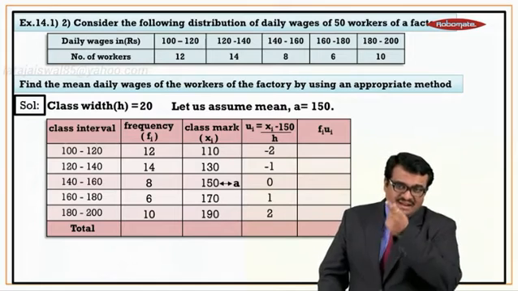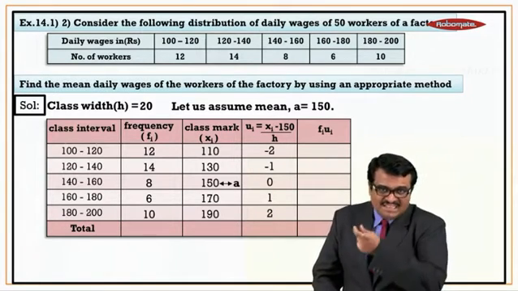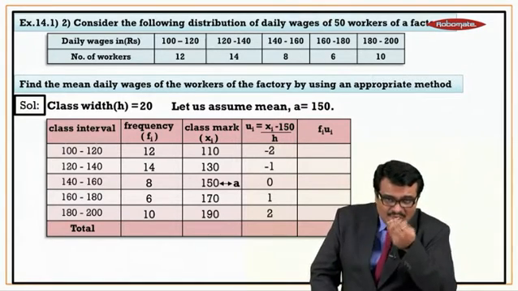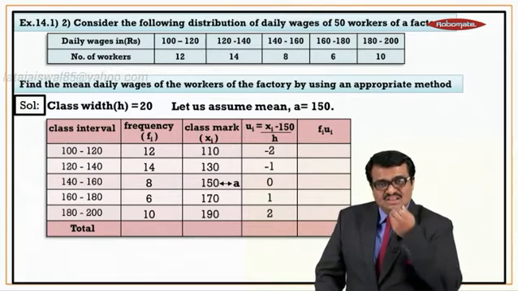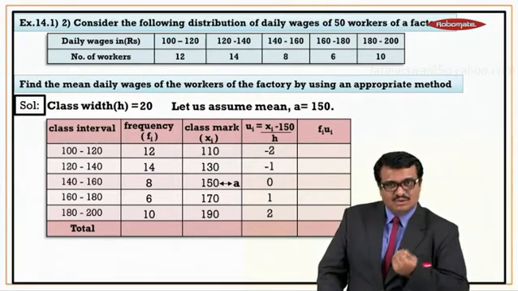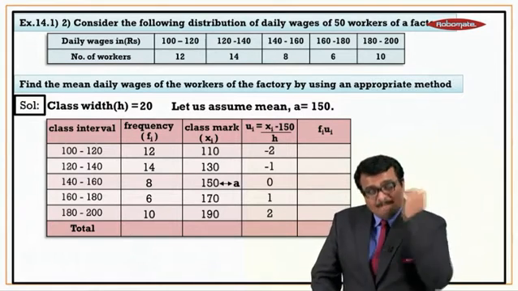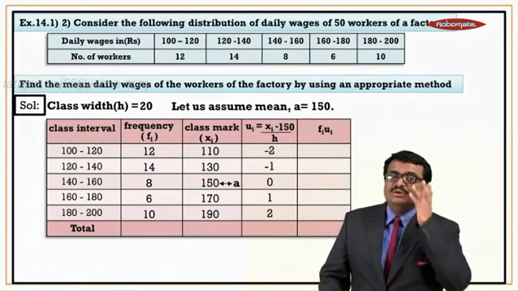Can you see that third column? In the third column you have 150, you took it as A. Adjacent to A, what is the value you get? 0. Below 0, add 1, you will get the next one. Always in step deviation add 1 only. 0 plus 1, 1. 1 plus 1, 2. And above 0, you will subtract 1. 0 minus 1, minus 1. Minus 1 minus 1, minus 2. So this is the easy way. Always it will be like this only, no need to calculate.